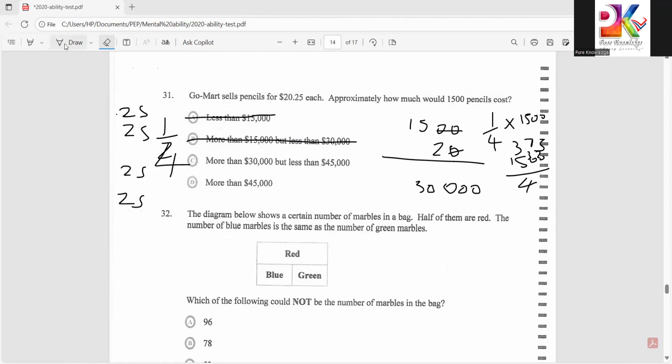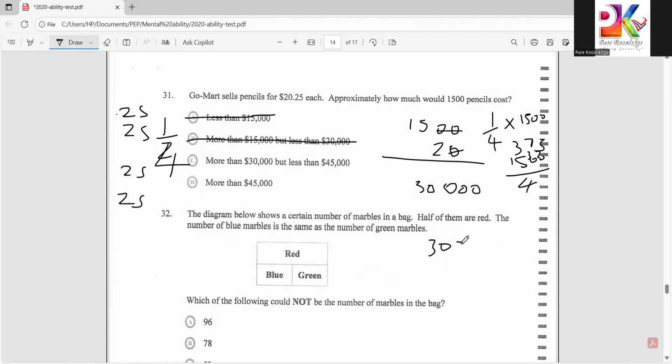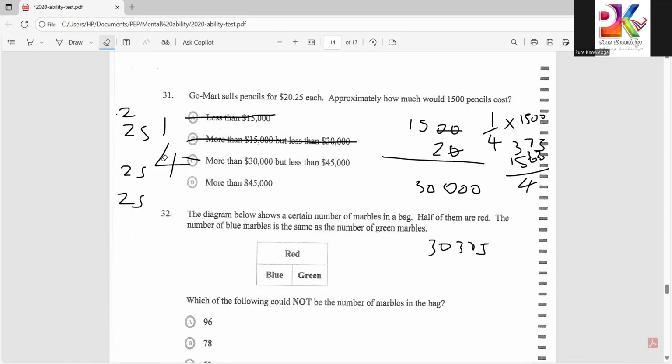That will make the answer C, because it's 30,375. So it will make it more than 30,000, but less than 45,000.